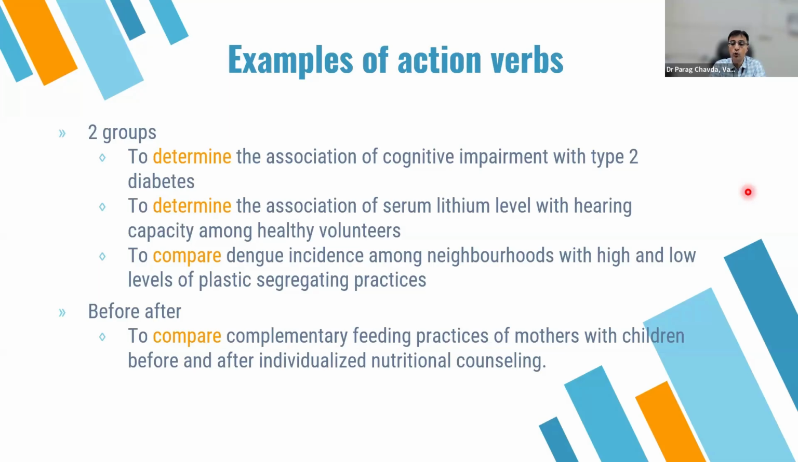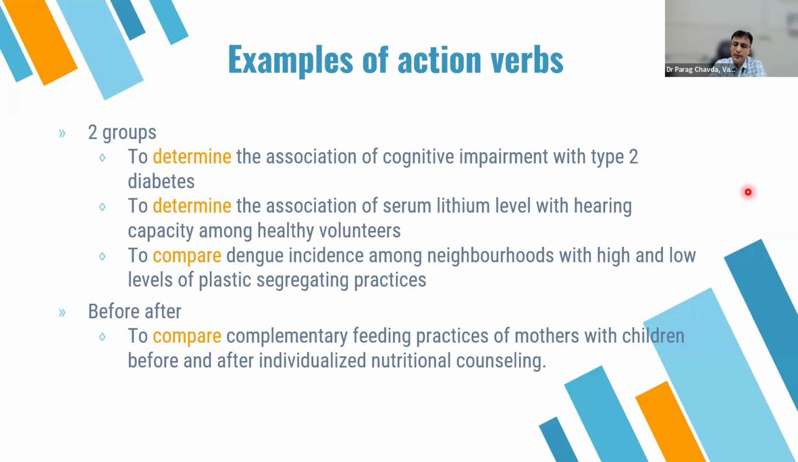Sometimes we might just have two groups to compare. So, for example, we took the example of dengue, and within the city there were two groups of neighborhoods. One neighborhood having high dengue prevalence, the other neighborhood having low prevalence, and these are the two geographic areas where we are trying to find out the plastic segregation practices. So we are trying to compare the plastic segregation practices among high and low dengue prevalence geographies. Right? So we use the action word compare.